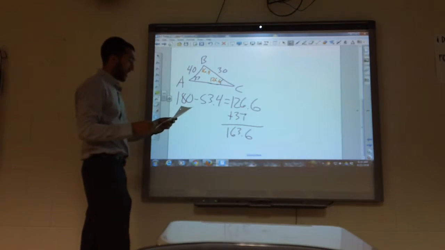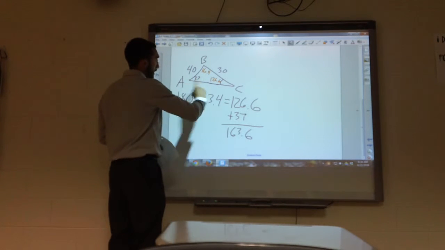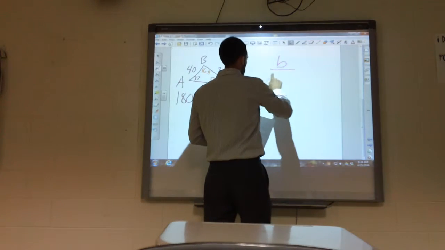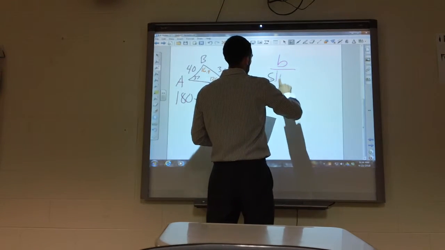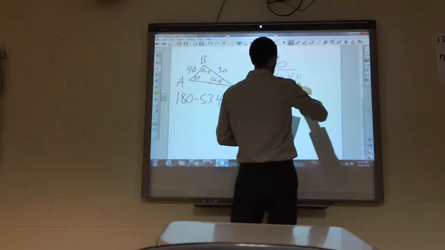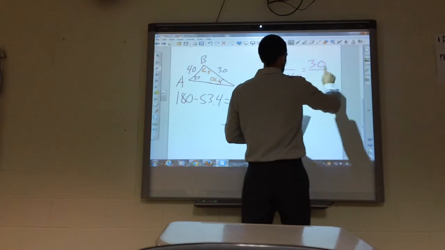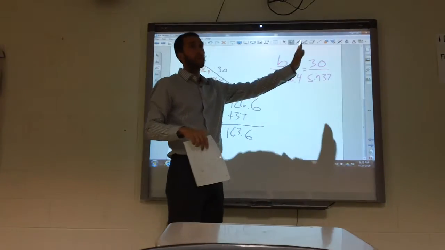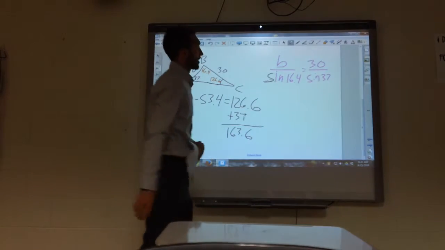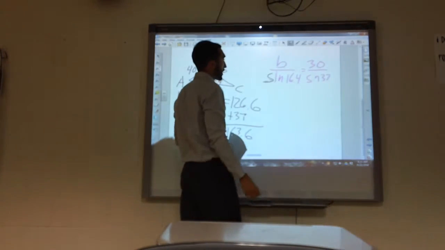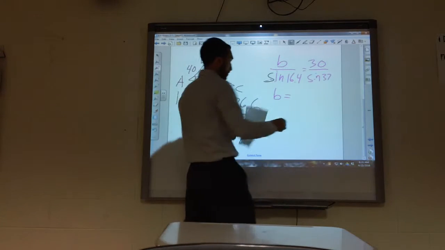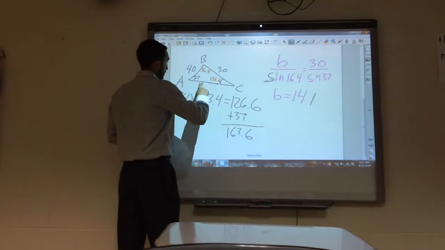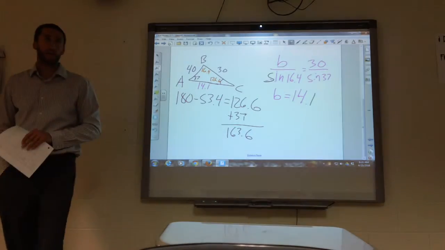The only thing we're missing is side B for this triangle. We have everything filled out but side B. So to solve for side B, go back to the given information. We know side A and angle A, so let's use that every time we can, because we know those are exact. Compute this, multiply by sine of 16.4, and we get B is equal to 14.1. Now we've solved that triangle.